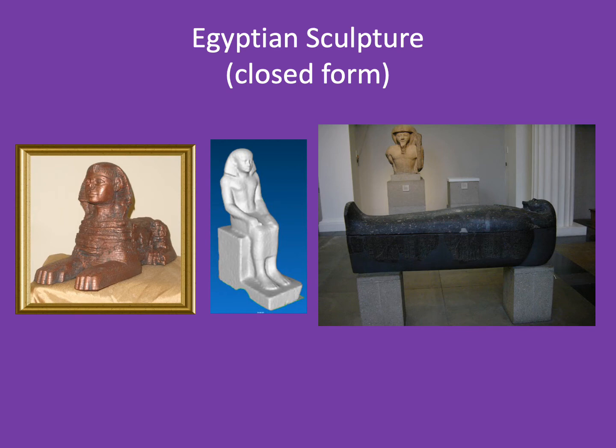These are some more examples. A lot of Egyptian art is all closed form. It's these very solid, bulky items. Also, their architecture was as well for ancient Egyptians.